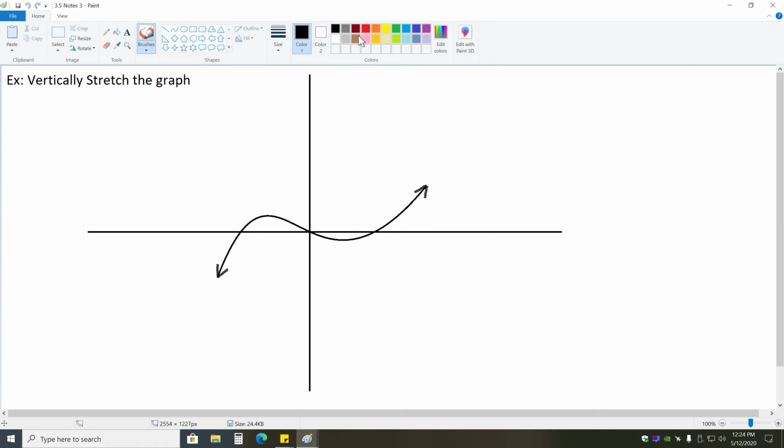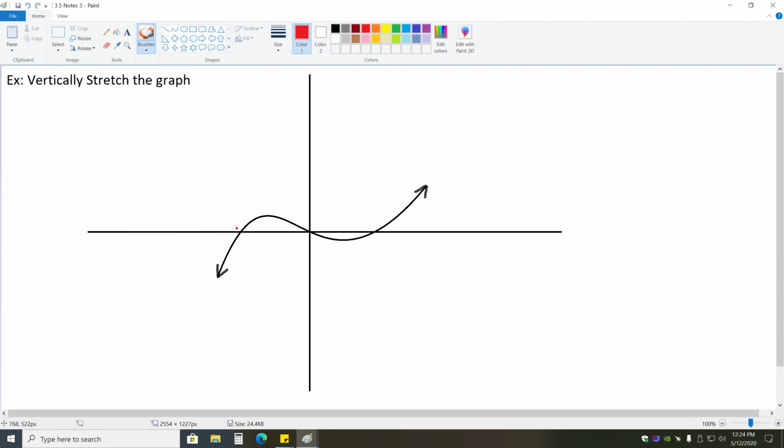So with that in mind, in this example, I want us to vertically stretch the following graph. I want you to take a moment, pause the video, see if you can't take your best guess at what will happen when you vertically stretch this graph. Okay, so let's try this together.